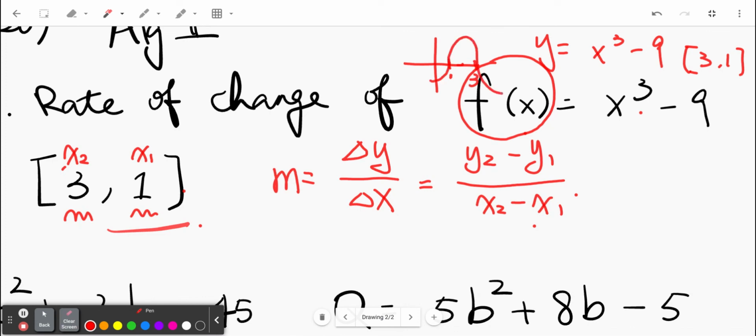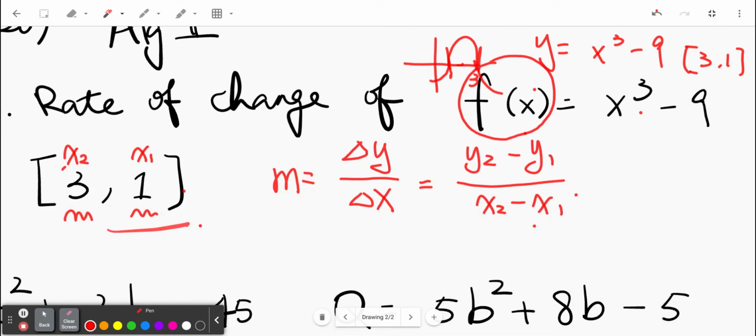No, this is not the right graph. For example, the graph looks like that. So what is the slope between 1 and 3? So the 1 and 3 is the x-axis. It's our x1 and x2. Okay? So far, so good?